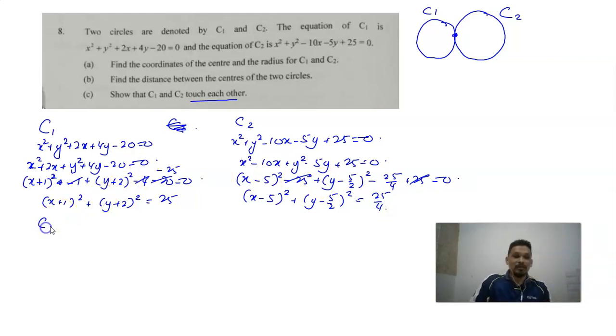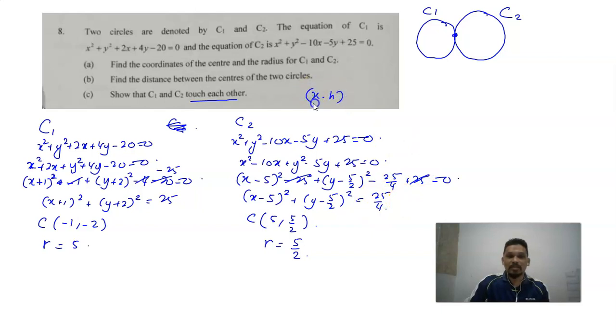So then the center of C1 is negative 1 and negative 2, and the radius equals 5. The center for C2 is 5 and 5 over 2, where the radius equals 5 over 2. This is r squared. Okay, (x minus h) squared plus (y minus k) squared equals r squared. So r squared is 25 over 4. So taking the square root, you come up with 5 over 2.